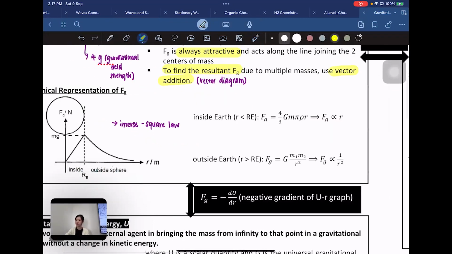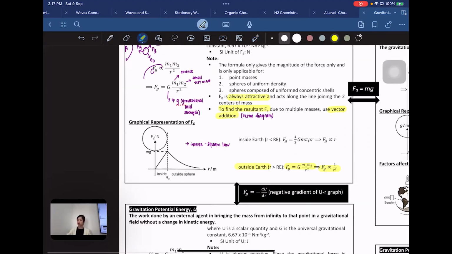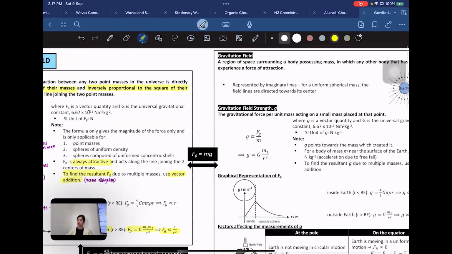But what you need to know is that outside of Earth, it follows Newton's law of gravitation and its inverse square law. So when they ask you to draw a graph relating force over this radius or distance or separation, the curve must be seen. You understand? Okay.